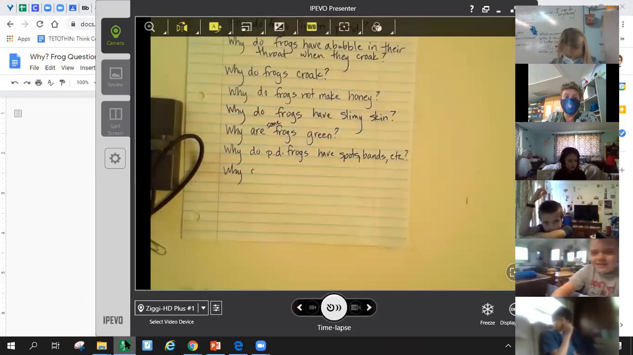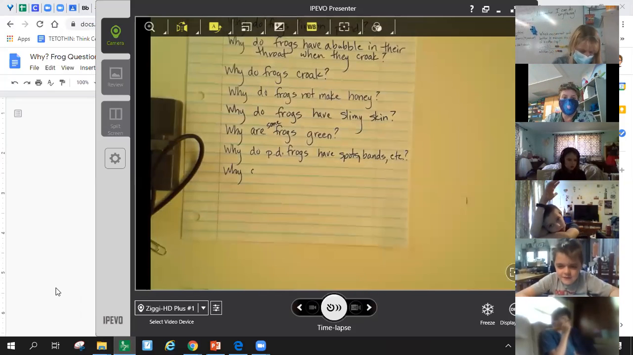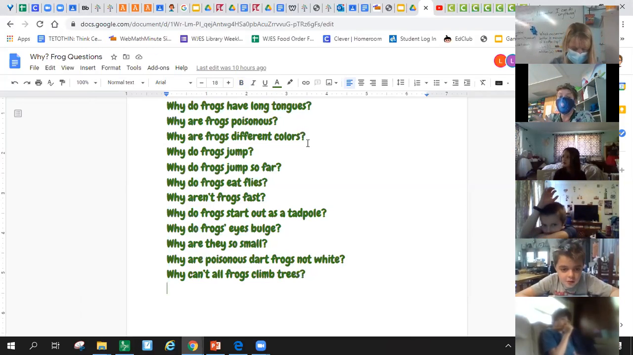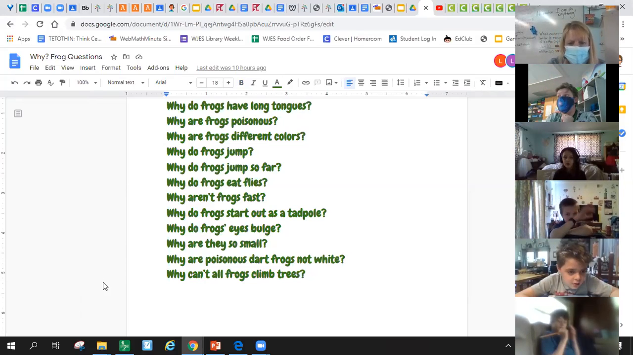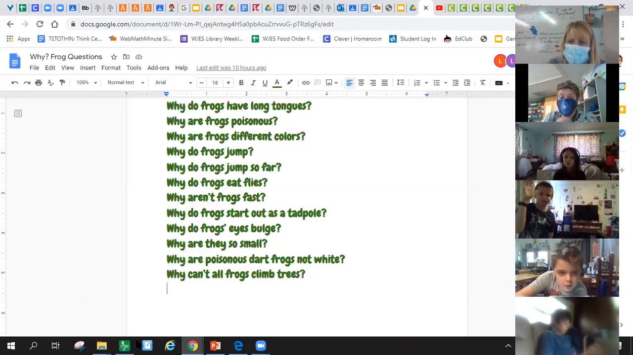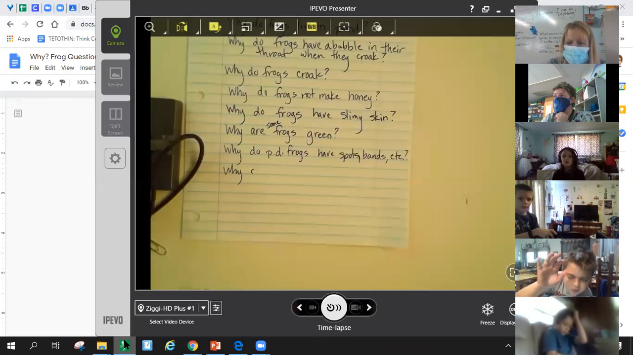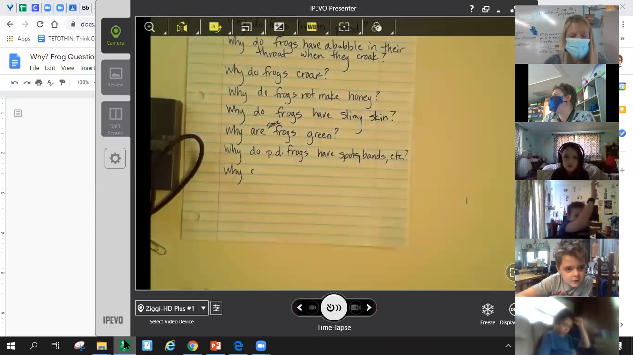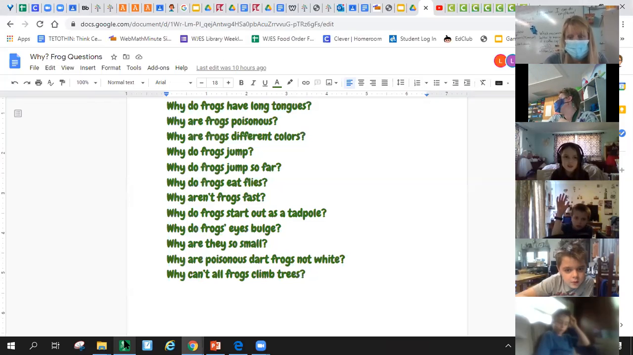Okay, and we also have that one. Well, we have why are frogs different colors, but you could also make one about poison. We could make it specific for poison dart frogs. Sure, it could. That would be great. Paxton, did you have one? That was the same one. All right.